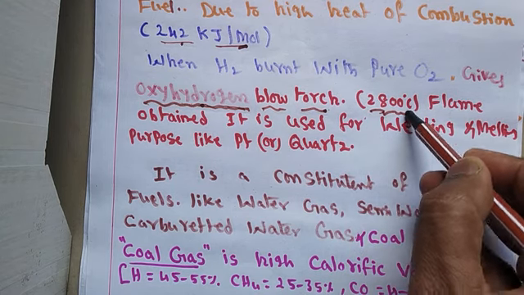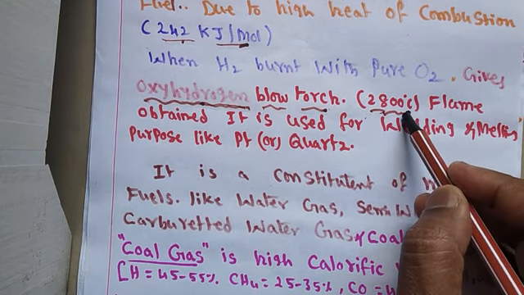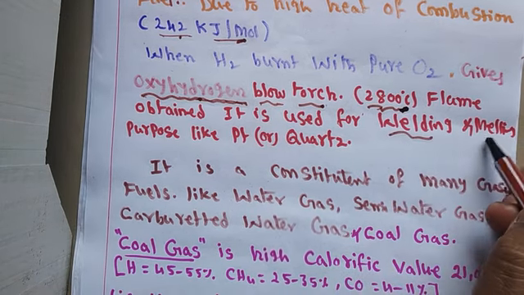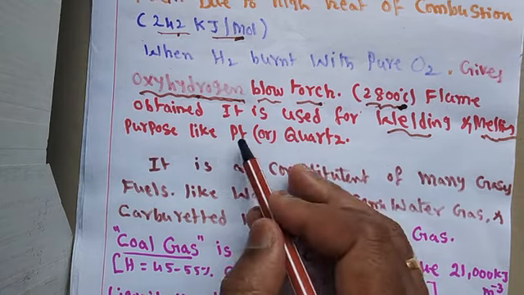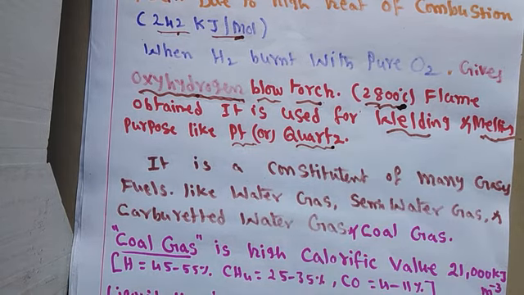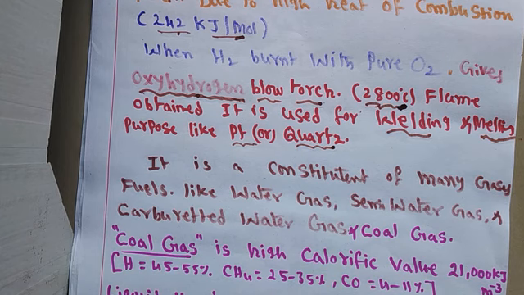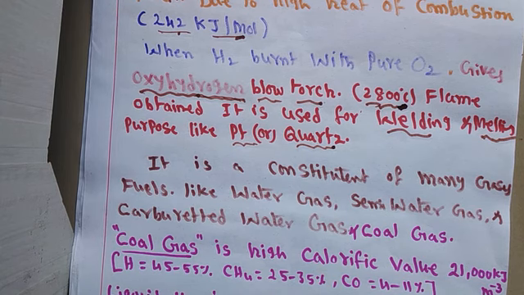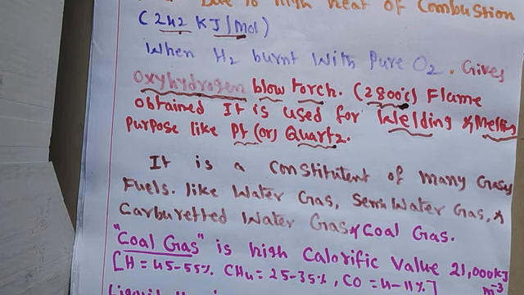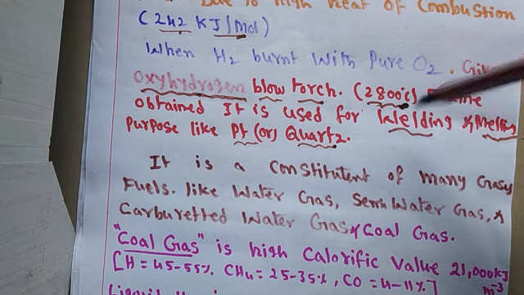Because hydrogen and oxygen combine and burn to form a large amount of heat, a temperature of around 2800 degrees centigrade is produced. Especially this flame is used for welding as well as melting purposes, for platinum and quartz. These have high melting points, so these are melted using the oxyhydrogen blowtorch. It produces around 2800 degrees Celsius, children. That's why it is used for welding as well as melting of metals, children.